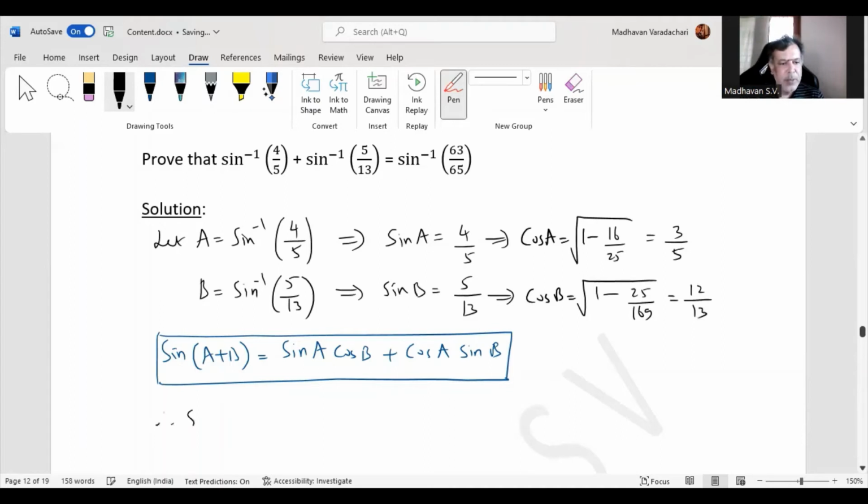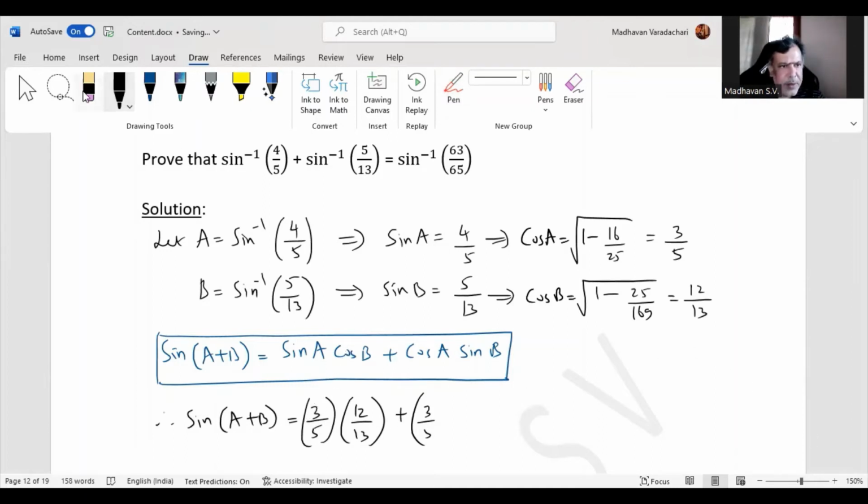So therefore, sine of A plus B is sine A value, cos B value is 12 by 13, plus cos A value, which is 3 by 5. Sorry, this sine A value is 4 by 5. Here I wrote it as 3 by 5, which is wrong. So 4 by 5 multiplied by 12 by 13, and then plus 3 by 5, which is cos A value, multiplied by sine B, which is 5 by 13.